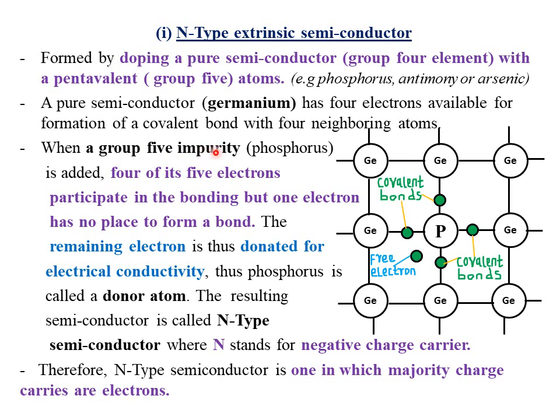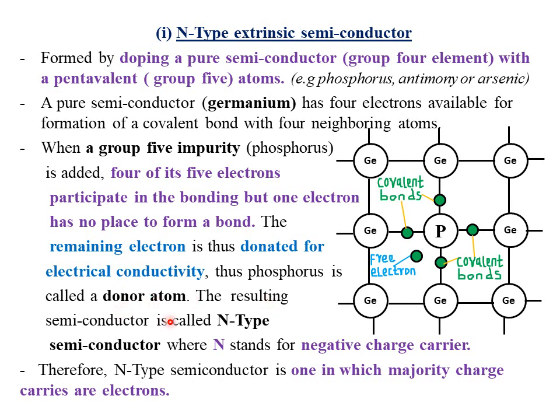So when a group 5 or pentavalent atom is added, 4 of its 5 electrons participate in the bonding, but 1 electron has no place to form a bond. This free electron is the one that is responsible for electrical conductivity. So the remaining electron is donated for electrical conductivity. Thus, phosphorus, or what we call pentavalent or group 5 atoms, are said to be donor atoms because they donate 1 free electron, which is responsible for electrical conductivity. Hence, they are called donor atoms.